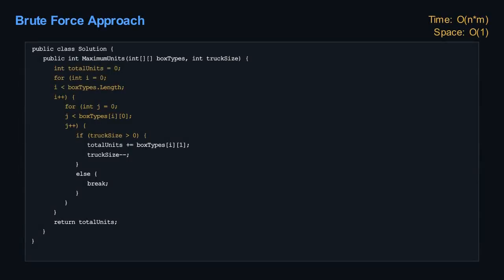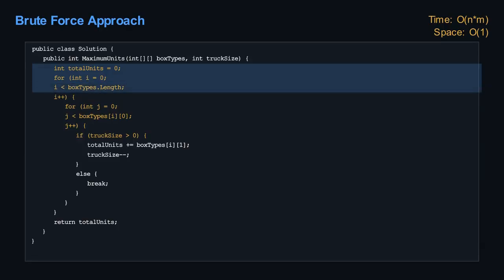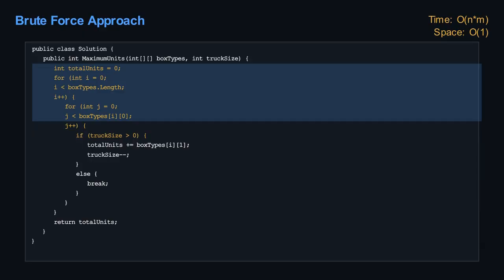A naive approach might iterate through each box type and then individually load each available box until the truck is full. This would involve nested loops, one for box types and another for the quantity of each box. For every box loaded, we'd add its units and decrement truck capacity. This is inefficient because it doesn't make smart choices about which boxes to load first, potentially filling the truck with low unit boxes. The time complexity would be roughly O(n*m), where n is the number of box types and m is the maximum number of boxes of any type, which is too slow. Space complexity would be O(1), constant.